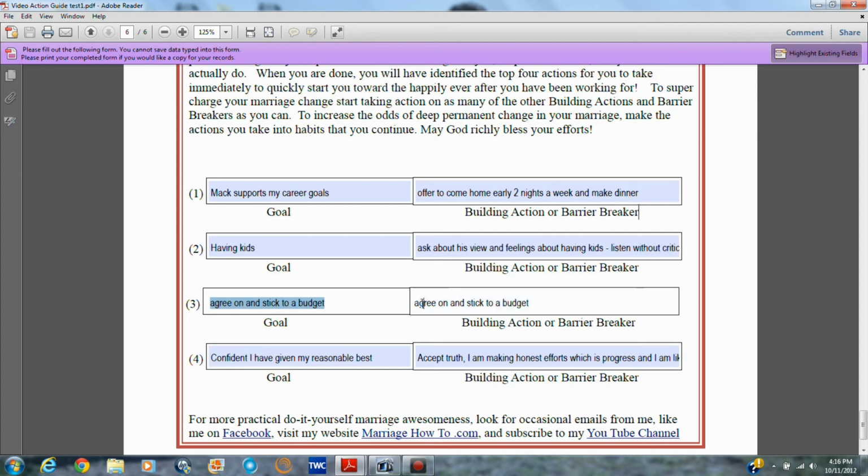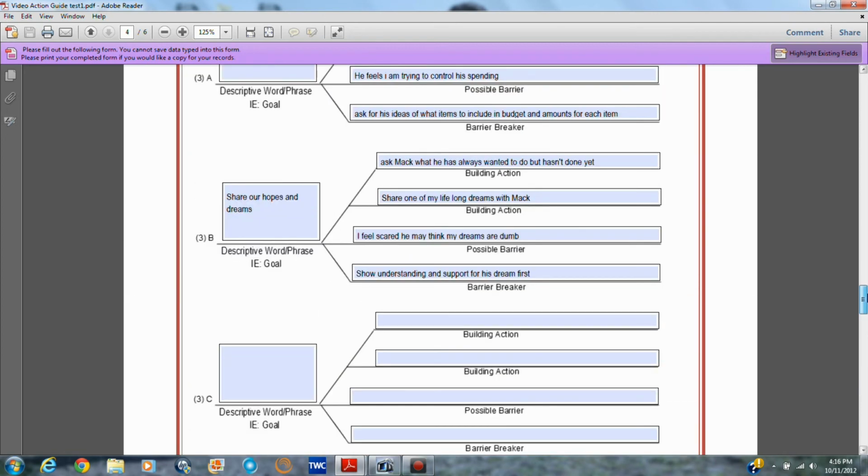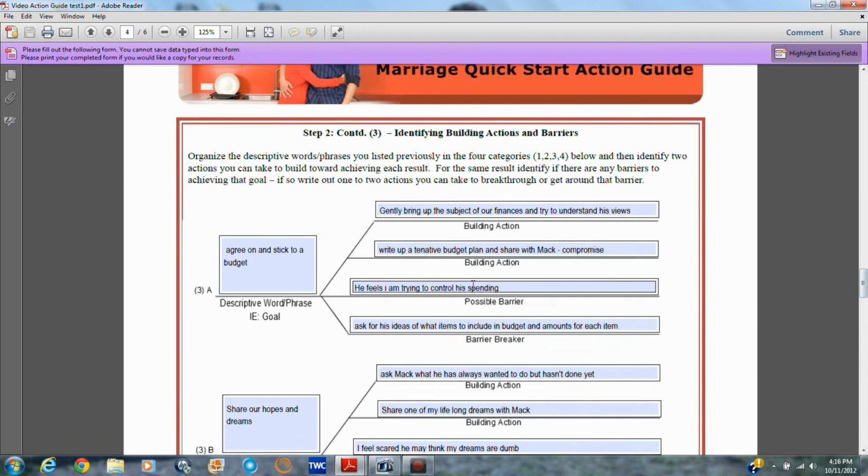Oops, looks like I made a bit of a mistake here. Let me go up and review that real quick. So here are the 3 options. We have 2 actions here and 1 barrier breaker, and we're looking for ones that are immediate, would make a difference, and something she can actually do. So gently bring up the subject of her finances and try and understand his views. That's definitely something she can do rather quickly, even tonight.